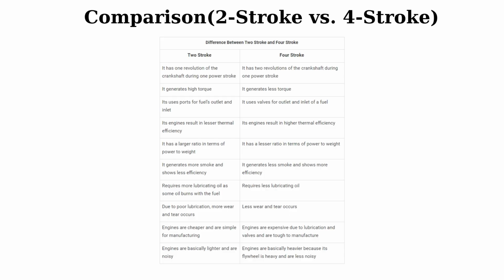I will summarize this. There is no perfect engine. Each engine type has its own advantages and disadvantages. Two-stroke engines are better when simplicity, lightweight design, and high power are needed. Four-stroke engines are better when efficiency, durability, and environmental performance are important. So engineers choose the engine type based on the needs of the application.